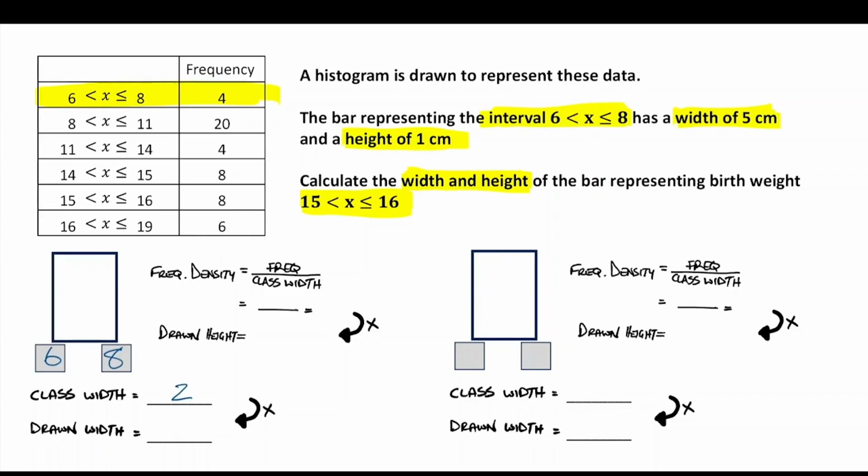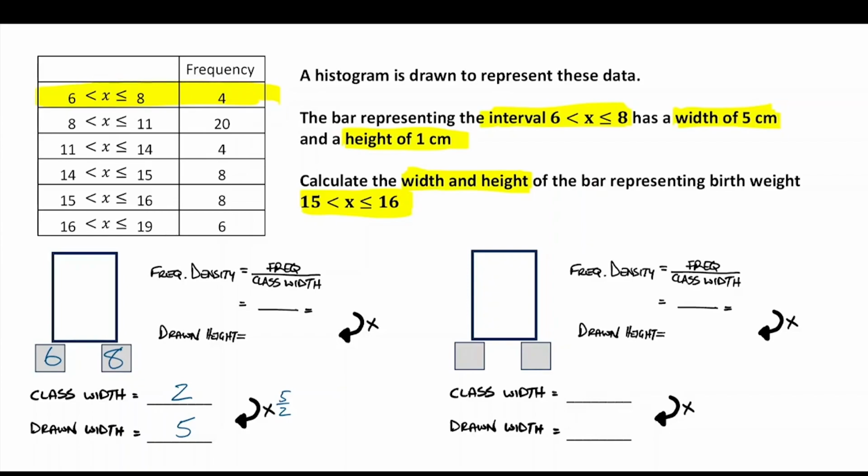6 and 8 means the class width is 2, but we're told its drawn width is 5 centimeters, which means a scale factor to turn 2 into 5 is to multiply by 5 over 2. If you notice, that's the target number divided by the original number. That will always be the multiplication scale factor. Okay, so we know the drawn width can be found using a scale factor 5 over 2.